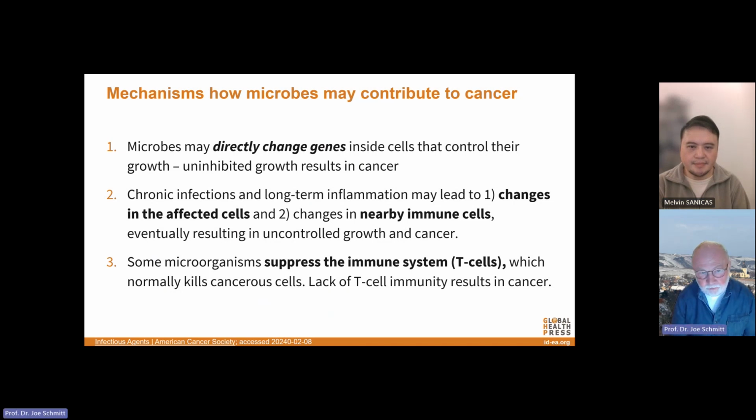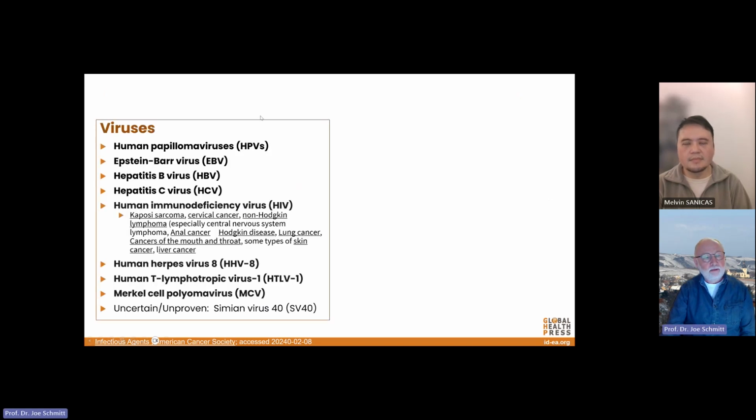And finally, some microorganisms suppress the immune cells, specifically T cells. And with that, there is a lack of our ability to fight cancer on a daily basis, and all of a sudden, the cancerous cells pop up and multiply uncontrolled. And again, that is what is called cancer. And here I now have the examples.